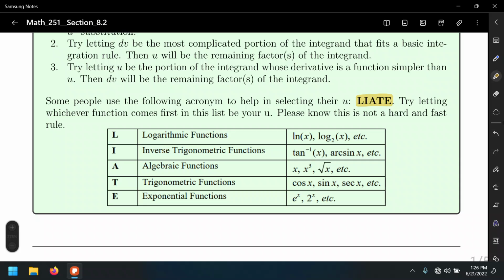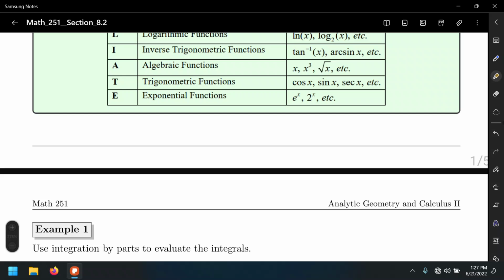Well, what is this LIATE for? This LIATE is to determine what the u is going to be. So what we're going to do is look at an integral, and whichever function comes first, that's the one that is going to take the place of u. So, of course, let's have a look at a few examples to see this in action.